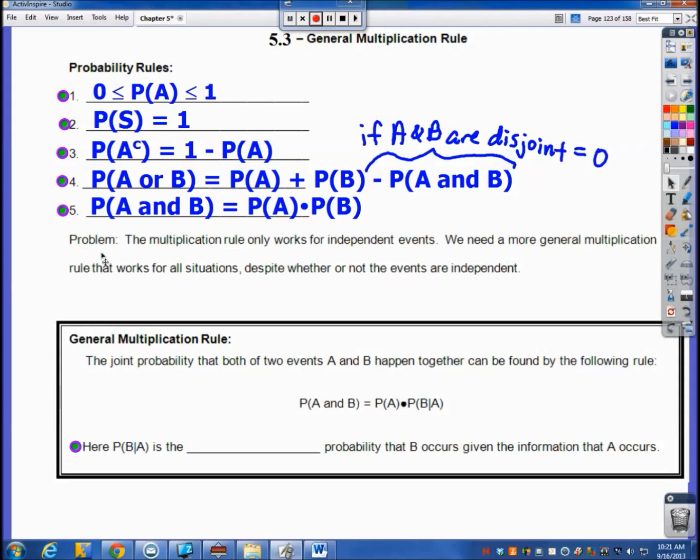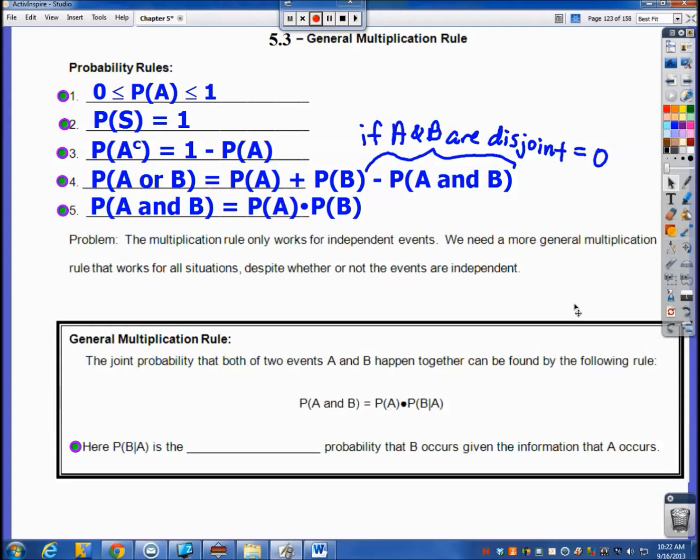So that's what the problem is here. The multiplication rule only works for independent events. We need a more general multiplication rule that works for all situations despite whether or not the events are independent. Now, independent versus dependent, hopefully you guys can think of scenarios of when things would be independent versus dependent. Independent just means that they have no effect on each other. They are completely independent events. If one is dependent upon the other, then there's some reliance of one event on another event.